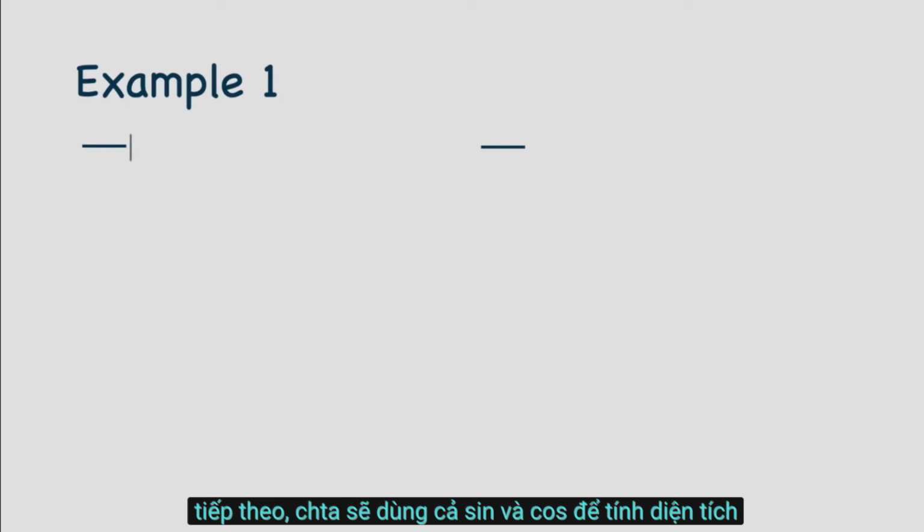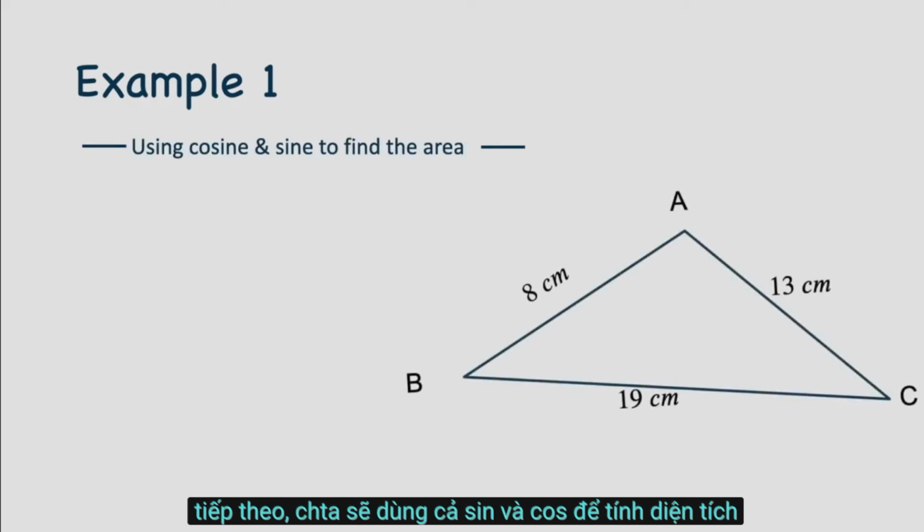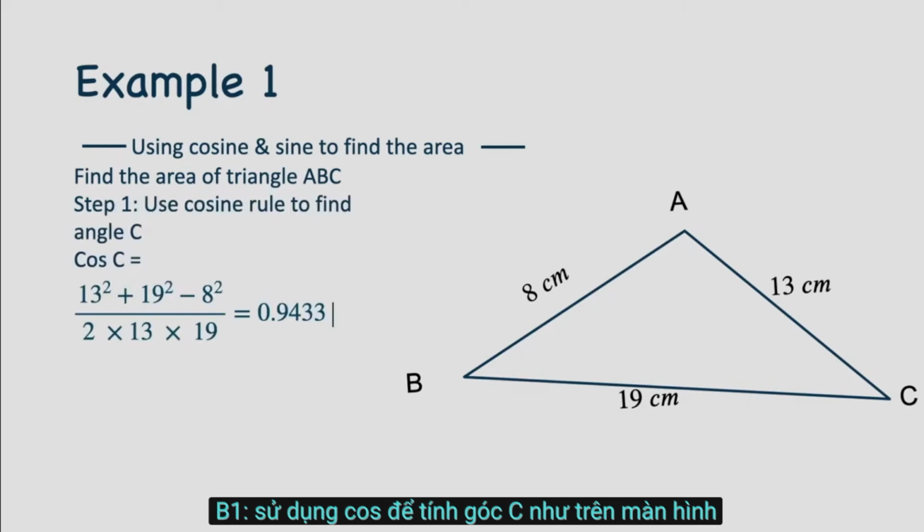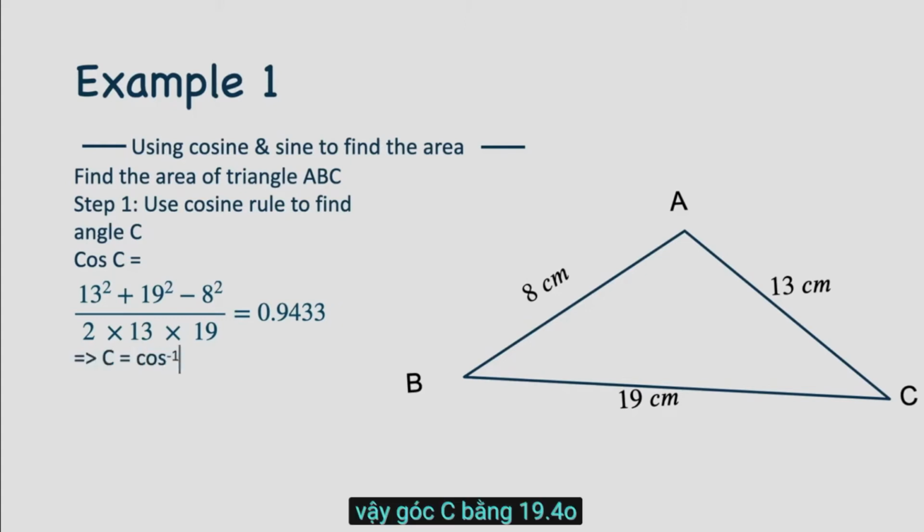Next, we have the second question. This time we use both cosine and sine to find the area. Step 1. Use cosine rule to find angle C. Cos C equals 13 squared plus 19 squared minus 8 squared over 2 multiplied by 13 multiplied by 19, and we will get 0.9433. Therefore, angle C equals inverse cos of 0.9433, which is equal to 19.4 degrees.